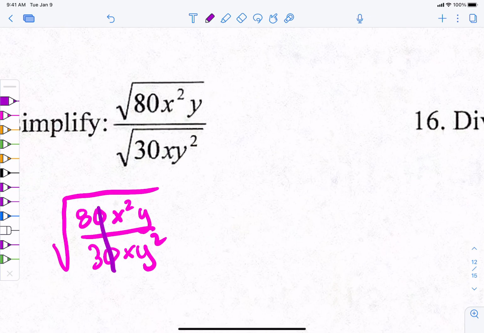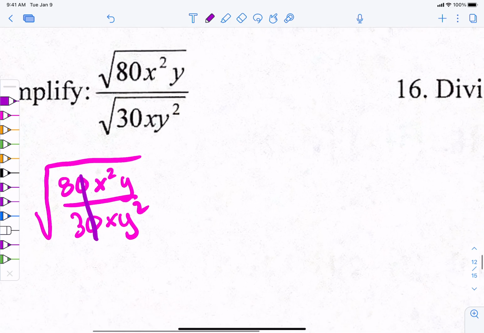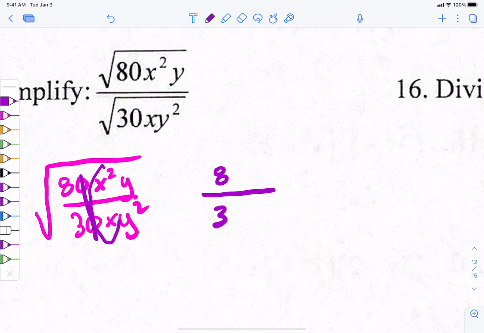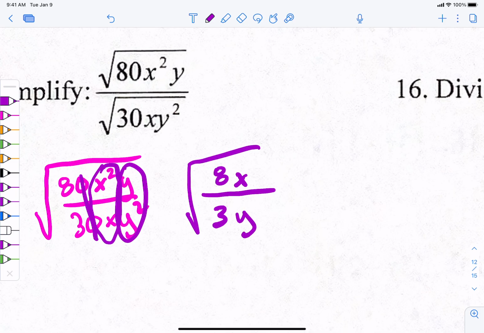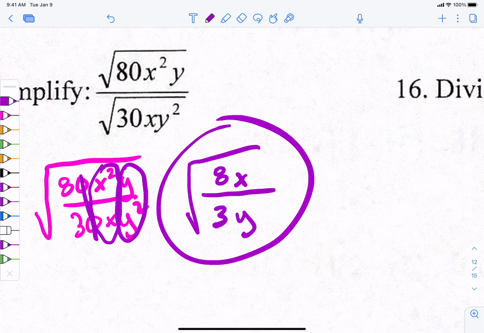And then the last thing that we do is combine the x's and the y's, okay? So I've got 8 on the top, 3 on the bottom. If I combine the x's, I have 2 on the top, 1 on the bottom, which means I have 1 on top. And the y's, I have y and y squared, so I have 1 on the bottom. And there's my square root. We're just going to leave it like that.